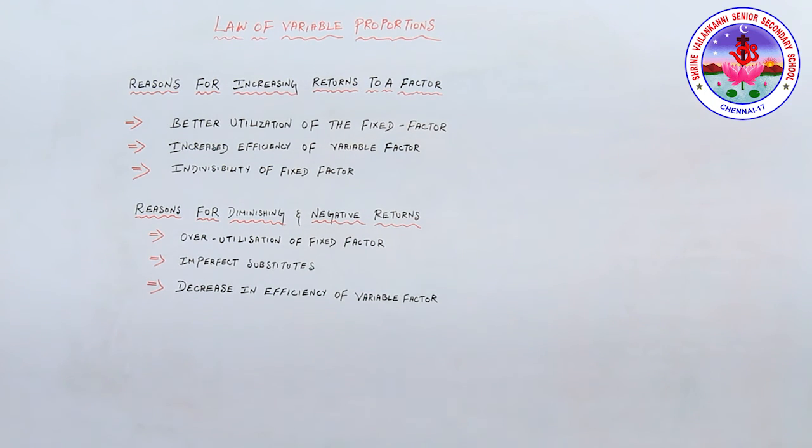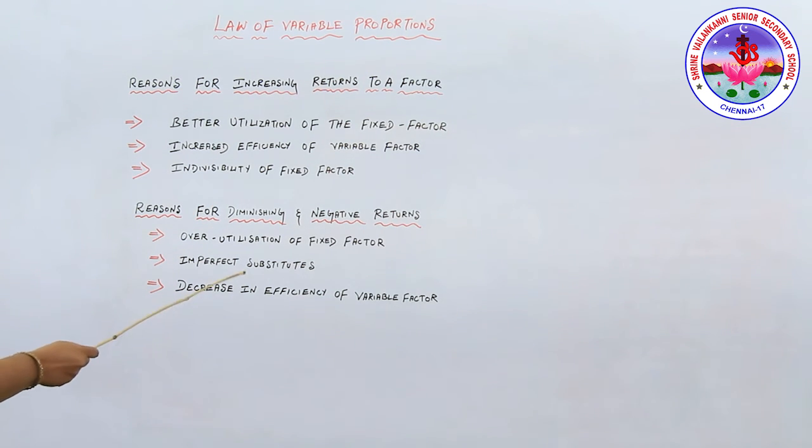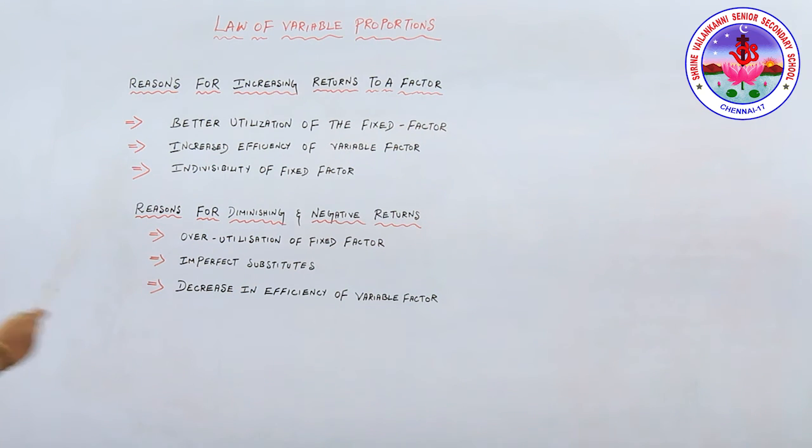Now the second one I mentioned, reasons for diminishing and negative returns. The first is over utilization of the fixed factor, second, imperfect substitutes, and third, decrease in efficiency of the variable factor. The reasons for increasing returns are phase 1, isn't it? This is about phase 2 as well as phase 3. The first one, over utilization of the fixed factor: when the firm has completely used all the fixed factor, any further increase in the variable factor will lead to a fall in MP. So the marginal product will fall.